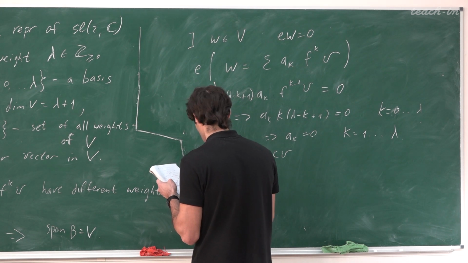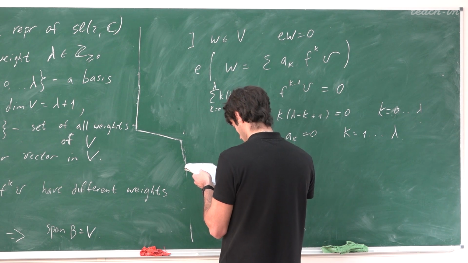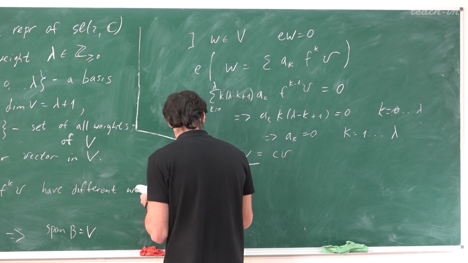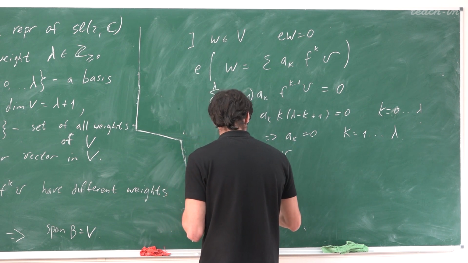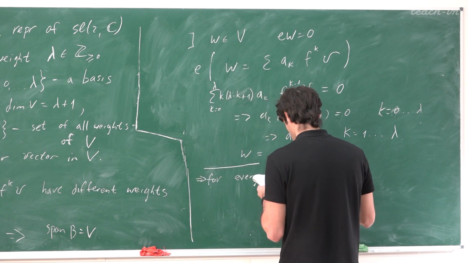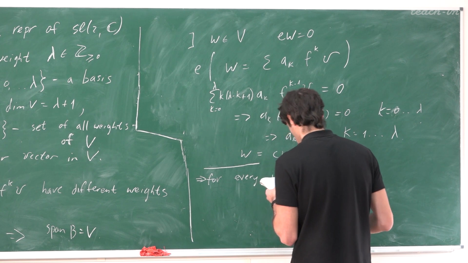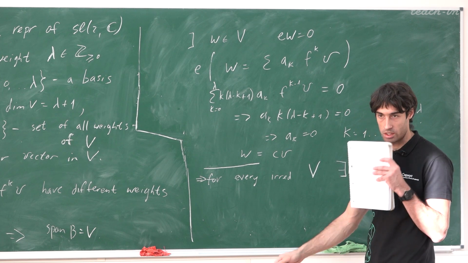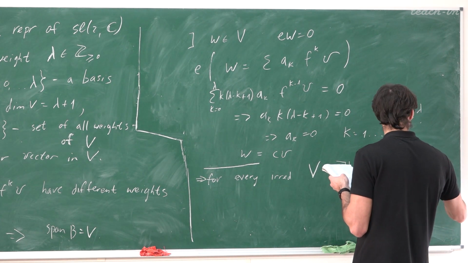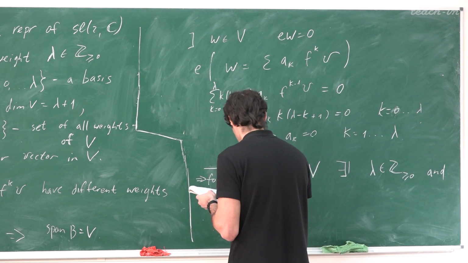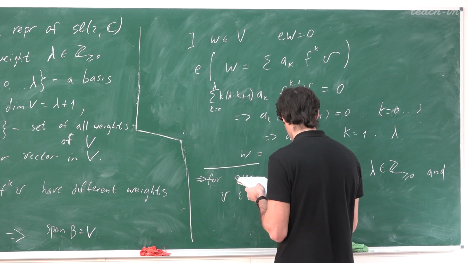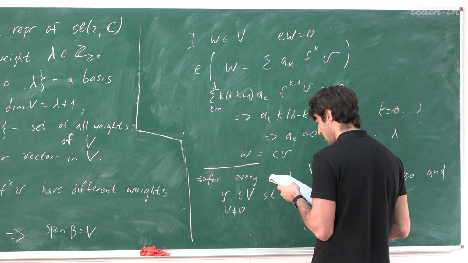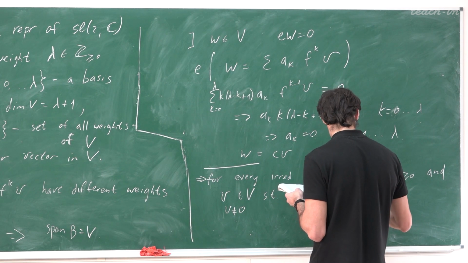Okay, and finally, what did we prove? We actually proved the following: for every irreducible finite-dimensional representation V, there exists a unique non-negative integer lambda and a vector v such that Ev is 0, v of course not 0, and Hv is lambda v.